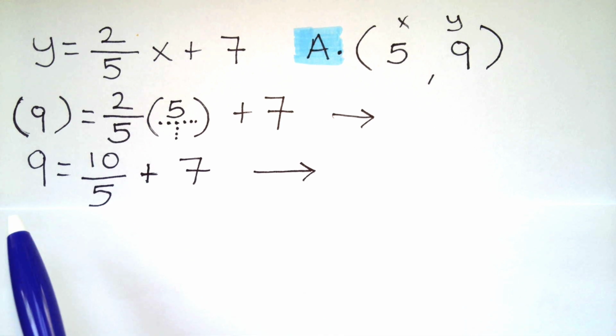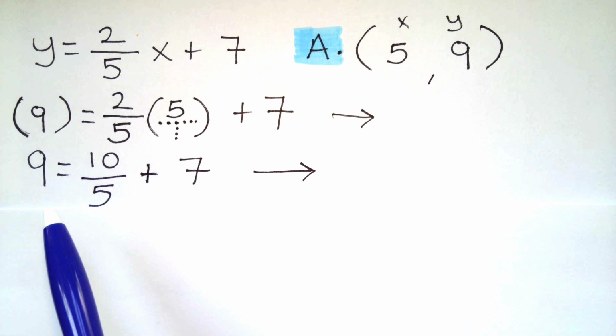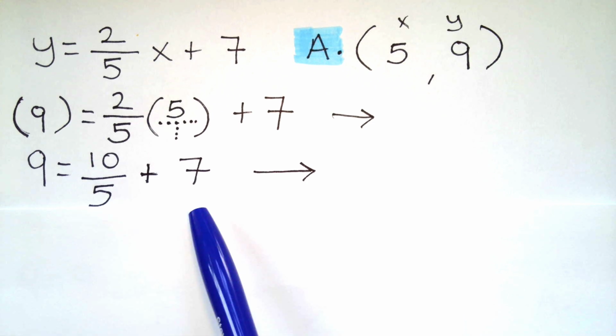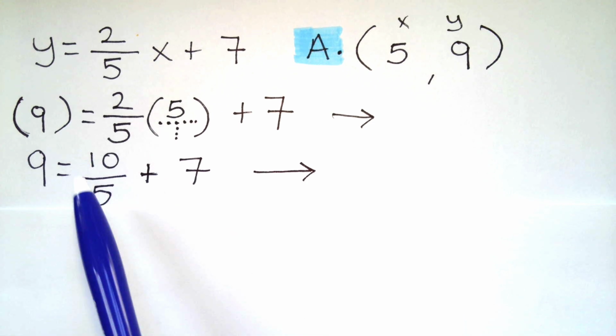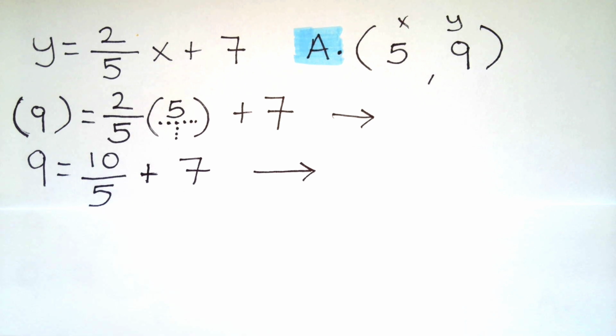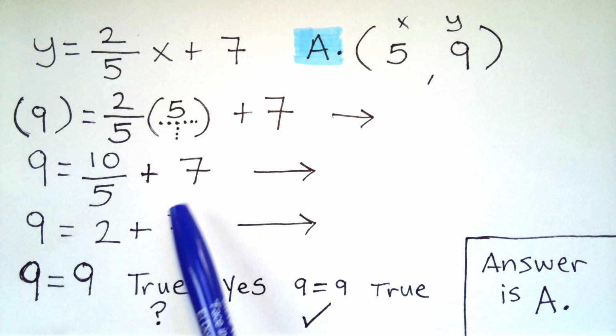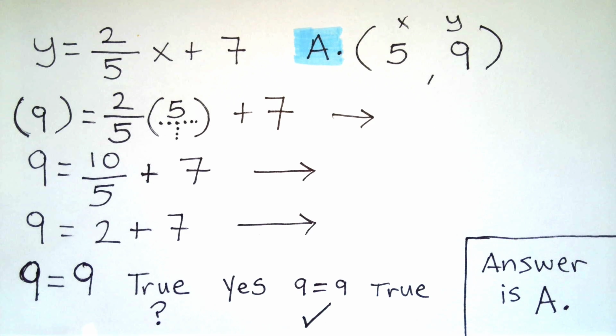Now, following the order of operations, are there any parentheses? No. Any exponents? No. Can I multiply or divide? Yes. Every fraction's a division problem. What is 10 divided by 5? All right, 10 divided by 5 is 2. All right, and I bring down the plus, the 7, the 9, and the equal sign. And the last order of operations is to add. So what's 2 plus 7? It's 9. Bring down the equal sign, bring down the 9.